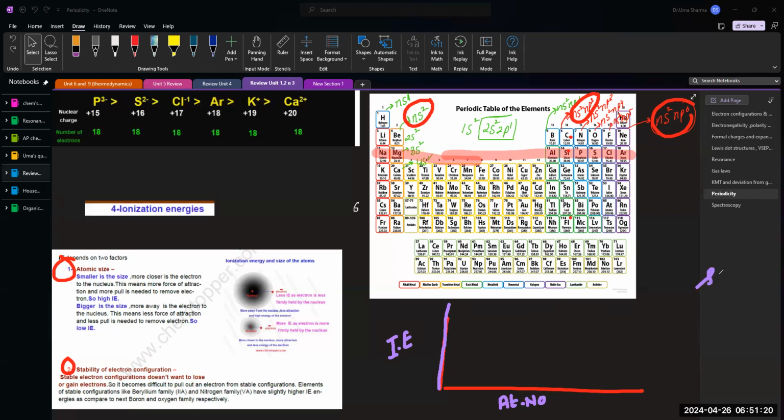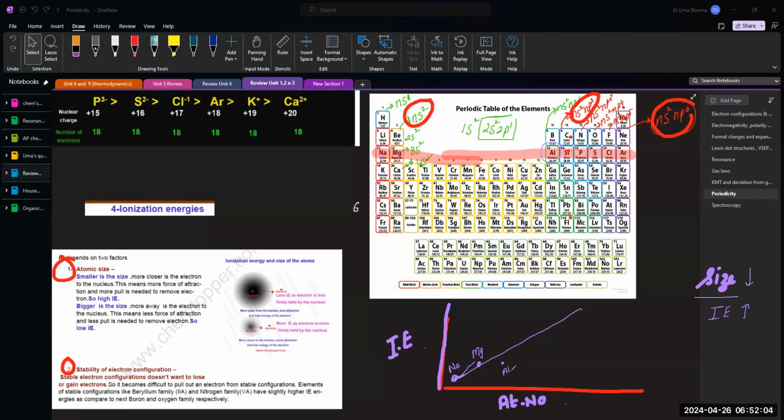So according to size, what happens to size across the period? It decreases. What happens to ionization energy? Increases. I should get a graph like this. Am I right? See, ionization energy and atomic number. So here is my sodium, and here is my magnesium. But where is my aluminum then? It should be here. But no, it's down. Aluminum is here.